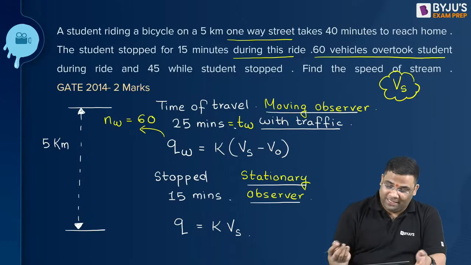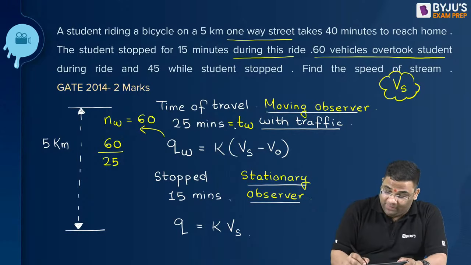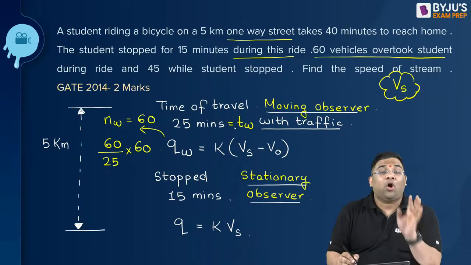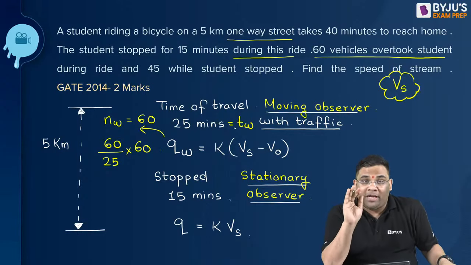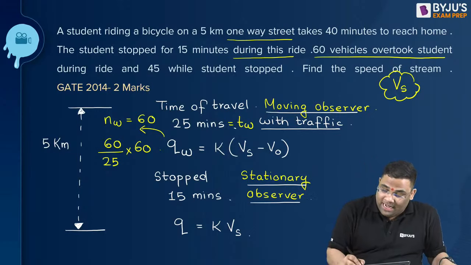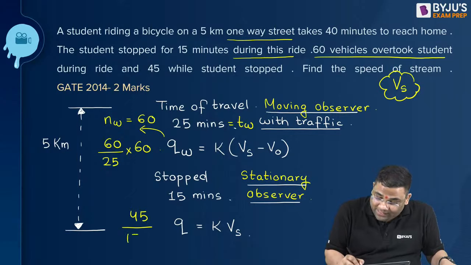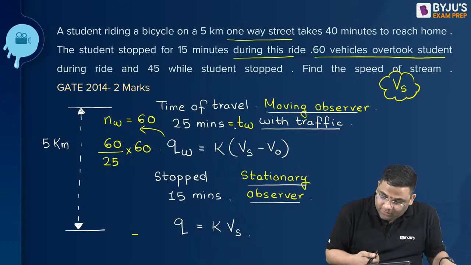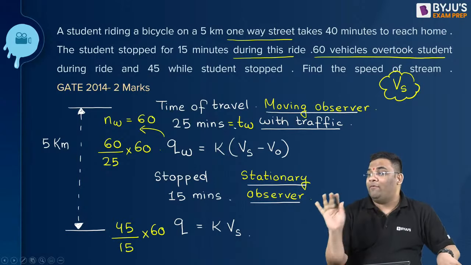So can I find out Qw? Yes, Qw will be 60 by 25. It's 25 minutes, so I'll divide by 60 to get vehicles per hour. Now, for the stop time, 45 overtook the student. And that happened in how much time? In 15 minutes. So, this is the flow, right? Everybody understood how I calculated the flow or not?